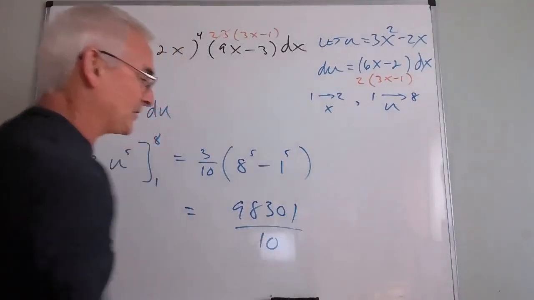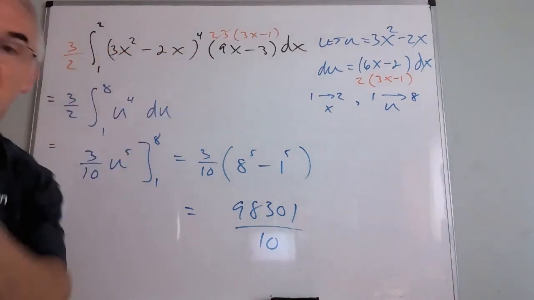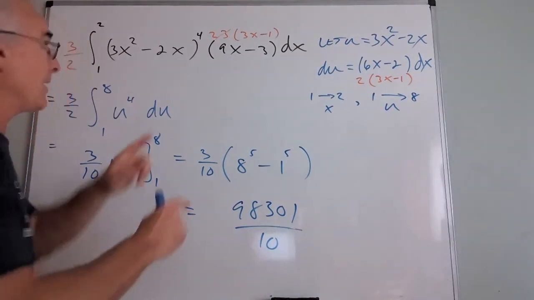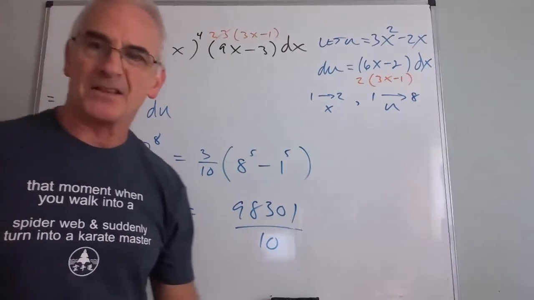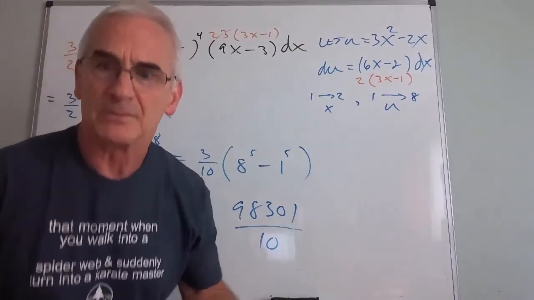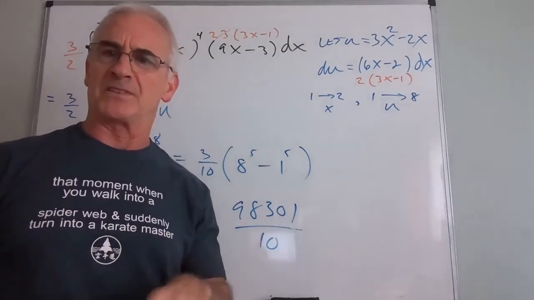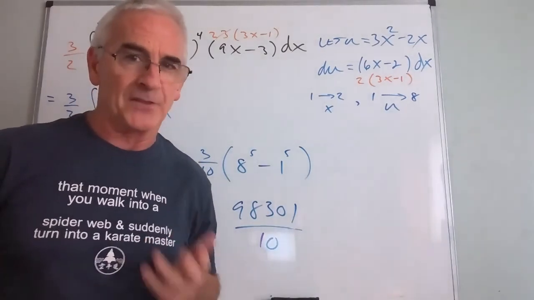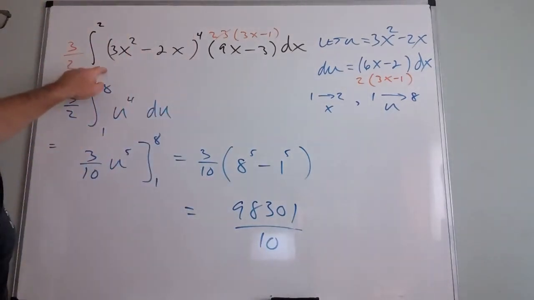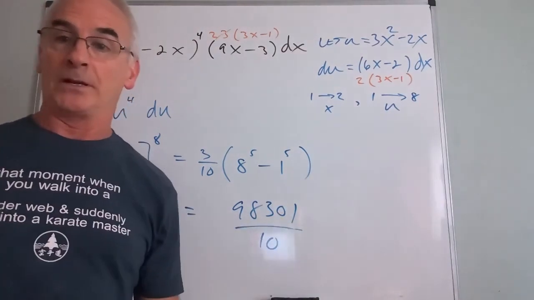Now, that's a big answer. Why is that answer so big? Because look at your integrand. If I actually multiplied this out, I'm not going to, but if I multiplied this out, my integrand is a 9th degree polynomial, which means my antiderivative is a 10th degree polynomial. I'm taking x to the 10th power and evaluating it from 1 to 2 if I had actually multiplied it out. That's why my answer is so big, okay?